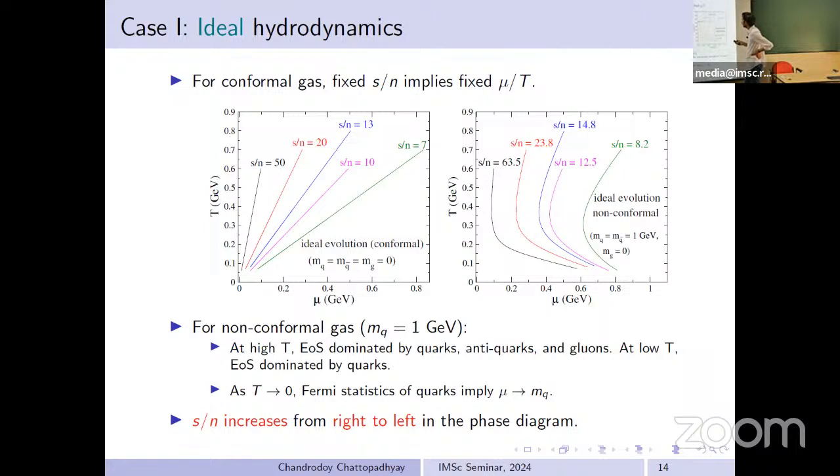In a massless system, there is no microscopic dimensionful quantity. So lines of constant entropy per baryon imply lines of fixed mu over T. These are all lines that aim for the origin. But once some mass is introduced, initially the system tries to go towards zero temperature and chemical potential, but eventually the lines go towards the mass scale, which is the mass of the quark. The only thing I want to emphasize here is that the entropy per baryon increases from right to left in this plot, irrespective of whether the system is massless or massive.